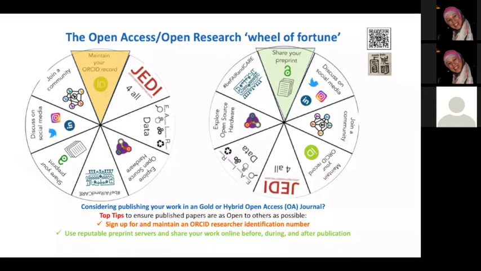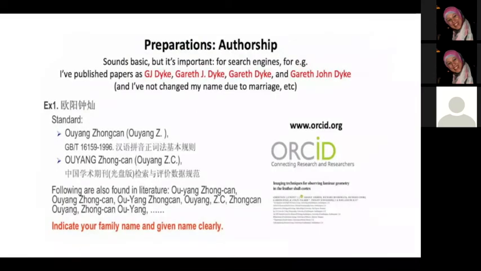And I do encourage everybody to go and have a look at the Research Square preprint platform. We are the largest preprint platform in the world. We are able to help you. We are able to increase your visibility, share your research with the world. So why not ensure that your published papers are as open to others as possible? Sign up and maintain your Orcid researcher identification number. Use a reputable preprint server like Research Square. Share your work online before, during, and after publication.